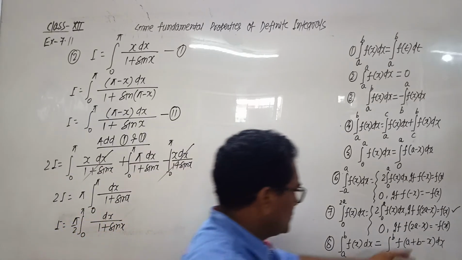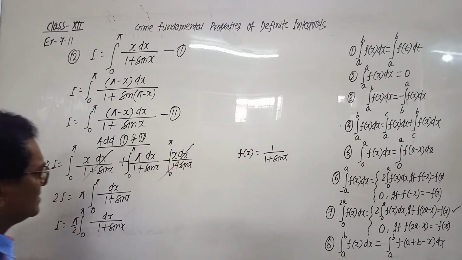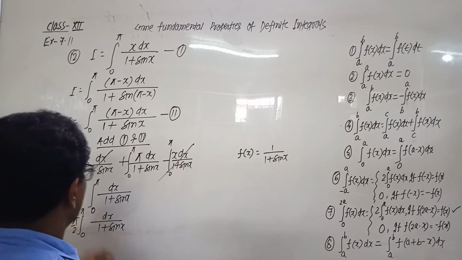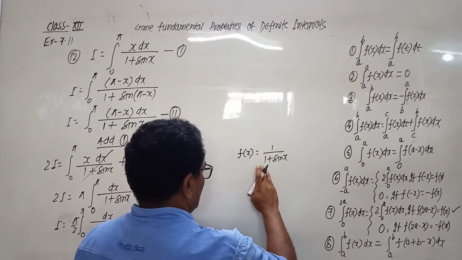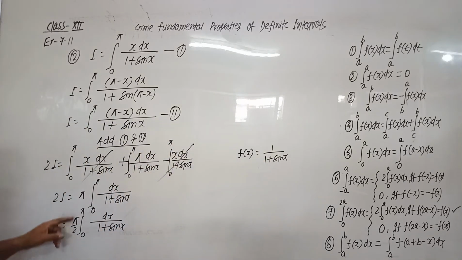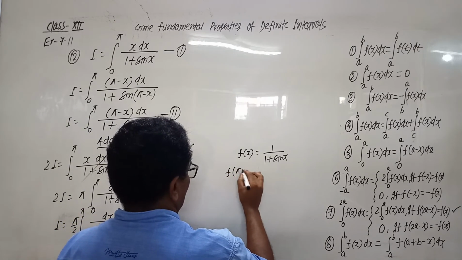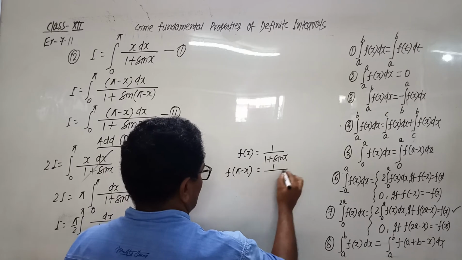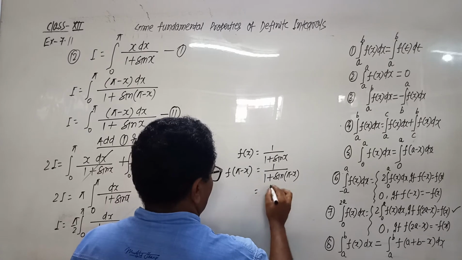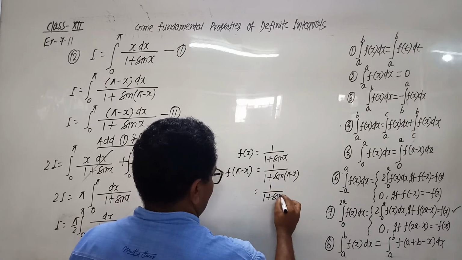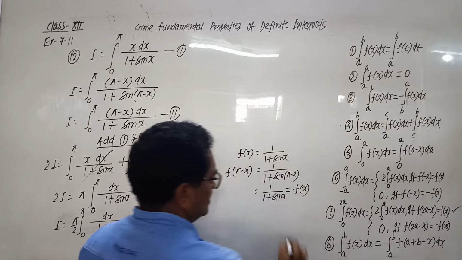So f of 2a minus x. What is 2a? 2a is the upper limit. Here the upper limit is pi, 0 to pi. So we will find f of pi minus x. f of pi minus x means 1 upon 1 plus sin of pi minus x, and sin of pi minus x is sin x. So f of pi minus x, we get f of x.